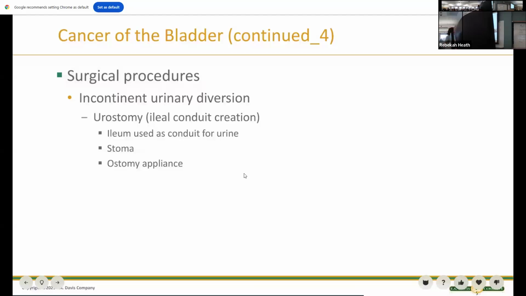A lot of times they will create an ileal conduit, which means they take part of the ileum, part of the small bowel, and they form it into a pouch, kind of like what our bladder is. And then they form a little duct so the urine will go from our ureters into this new little pouch and then come out like an ileostomy.